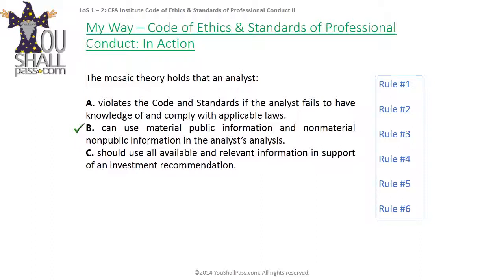Option A above is also a violation, but not of the mosaic theory. And option C does not exclude the use of material non-public information, which is a violation of rule number 1. So after eliminating both of these, we again arrive at option B as our correct choice in this question.